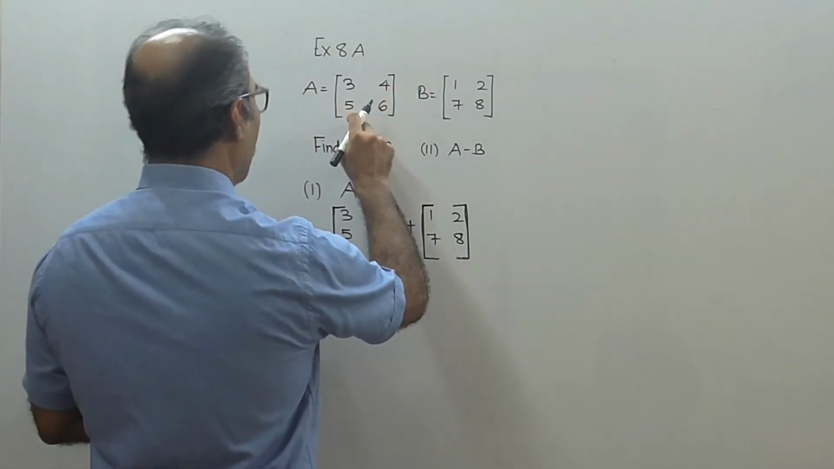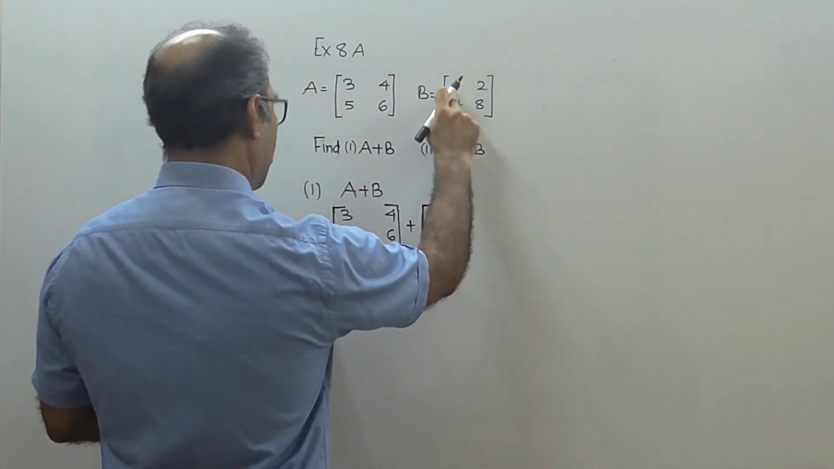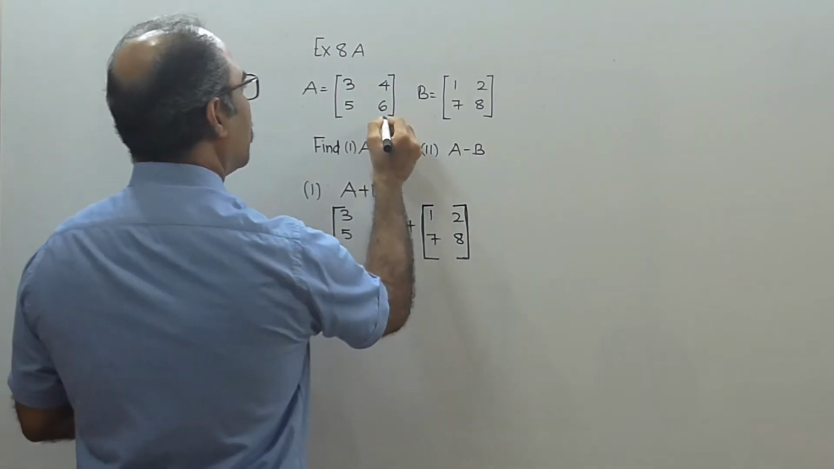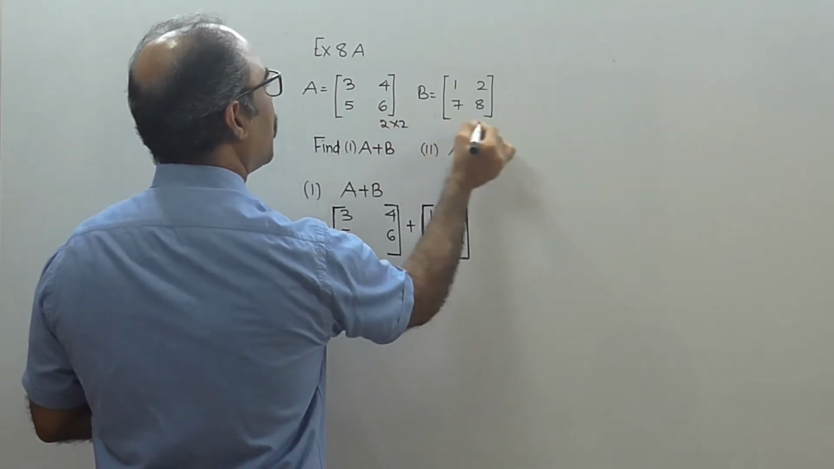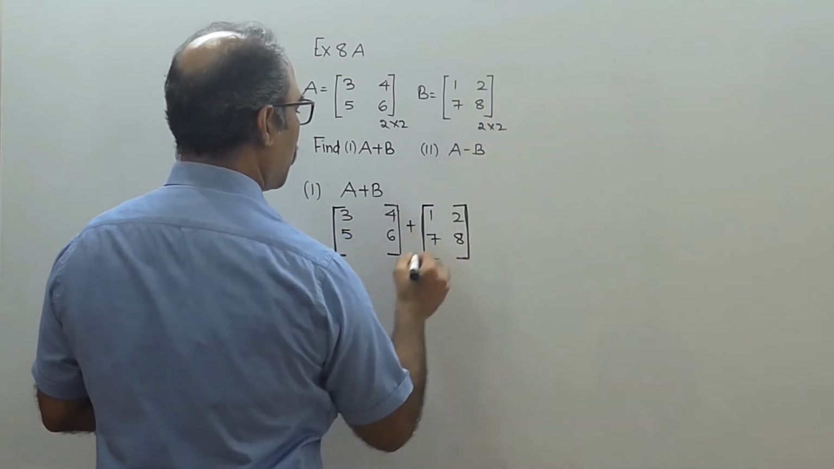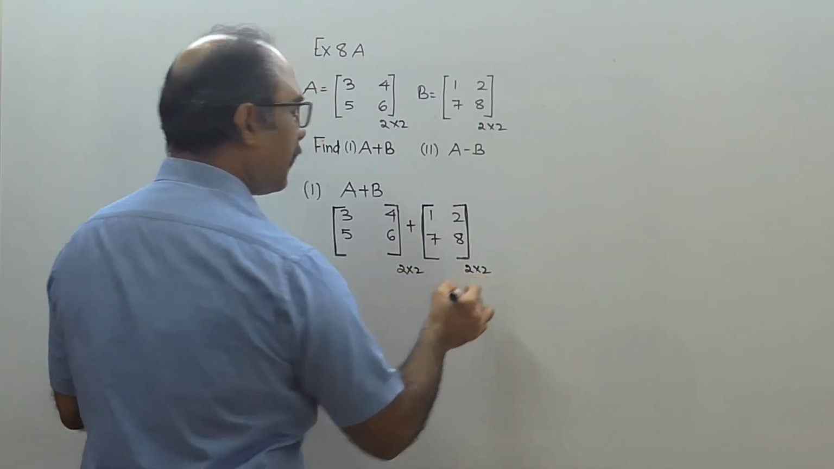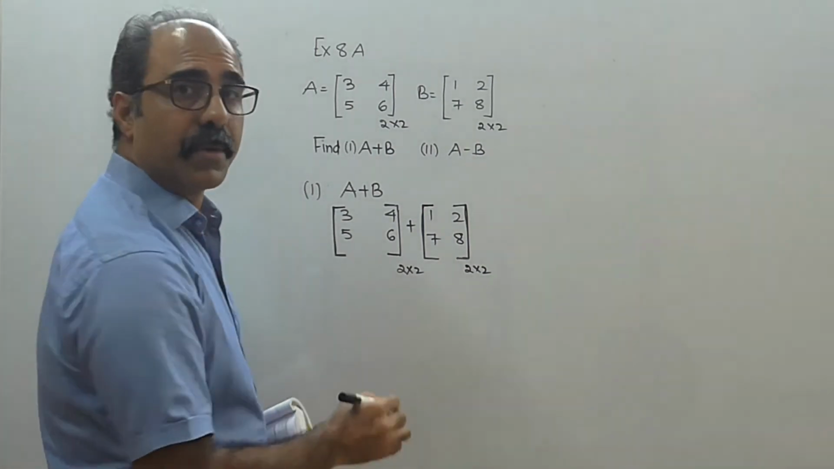Exercise 8A. A equal to [3, 4; 5, 6], B equal to [1, 2; 7, 8]. You have to find the value of A plus B. This is a matrix of the order 2 by 2 because it is having 2 rows and 2 columns. So addition is possible only if both the matrices are of the same order.